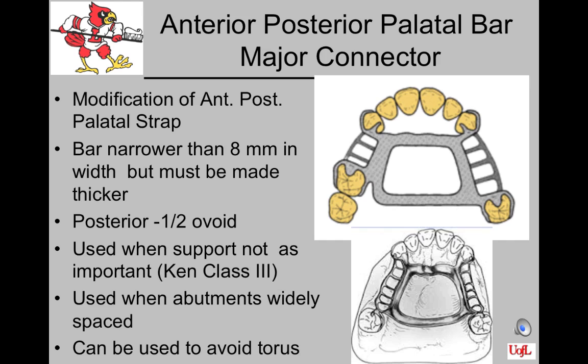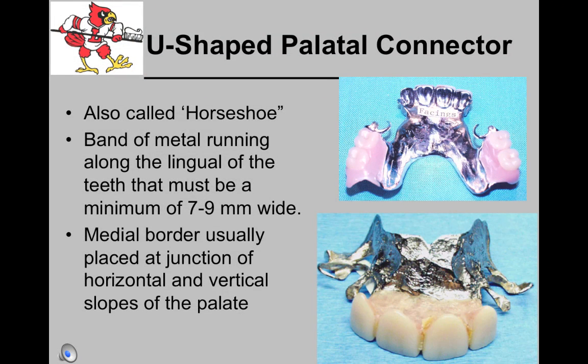It's used when the abutments are widely spaced apart, and it can be used to avoid a torus. It's frequently uncomfortable to the patient because of the bulk. It's not the first choice for the maxillary major connector and should be selected only when other options have been discarded. The last major connector is the U-shaped palatal connector.